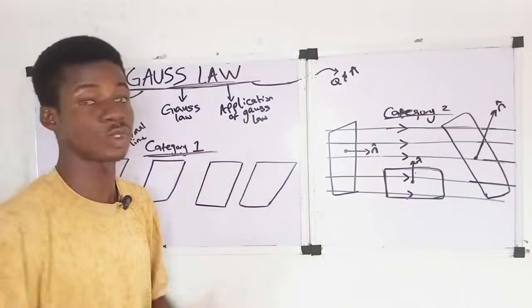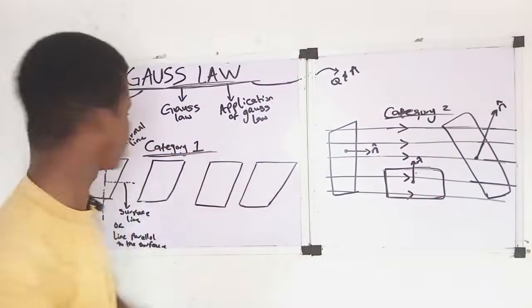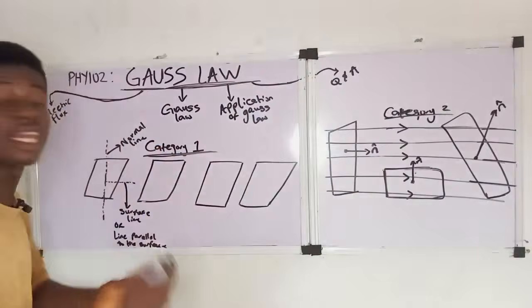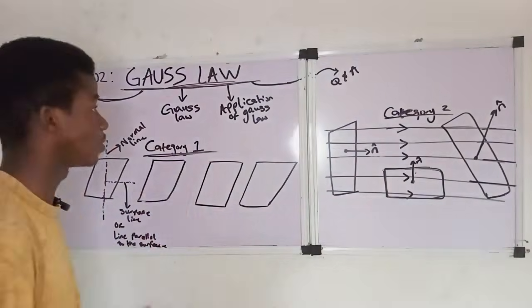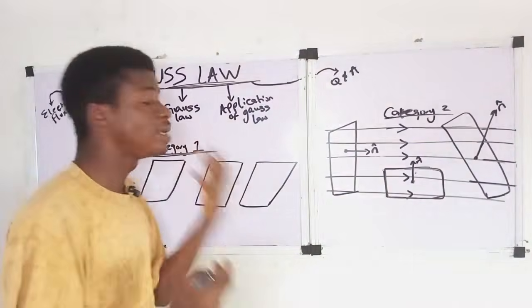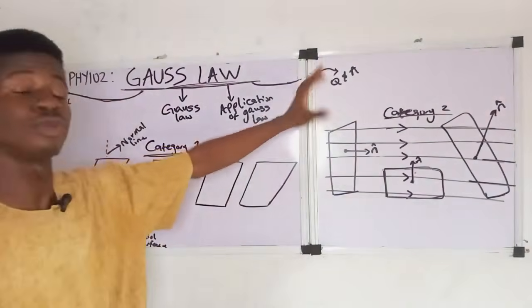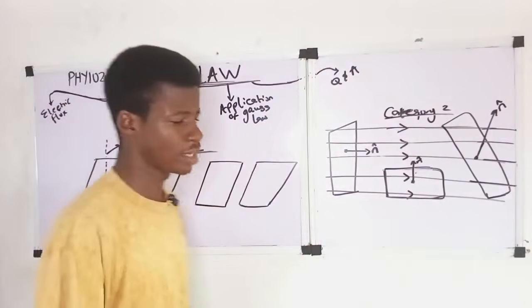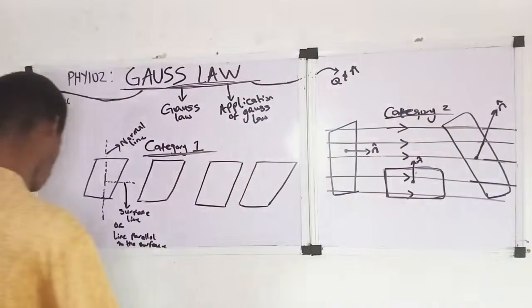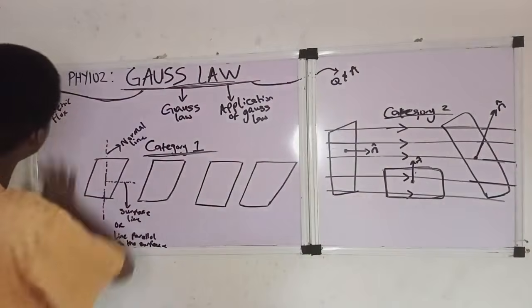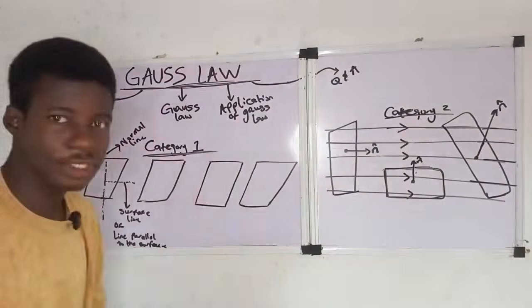Remember, this class is divided into 4 parts. The first part we talk about electric flux. The second part we talk about Gauss law. The third part we talk about application of Gauss law. Then the last part we do questions and answers. Now let's start with the very first part of this class, which is electric flux.